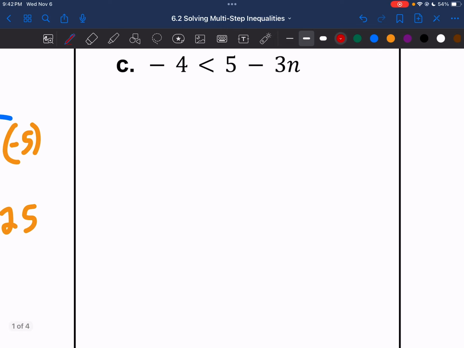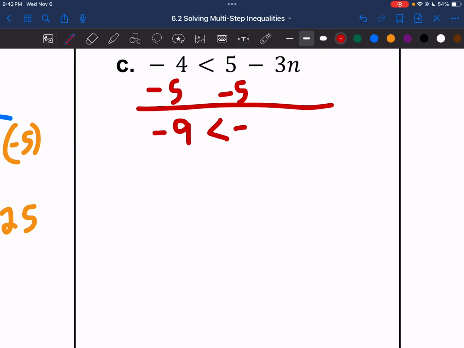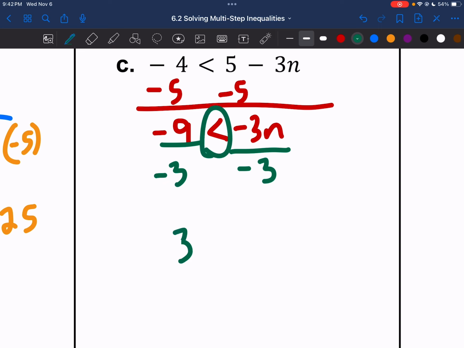Letter C. I have a positive 5 on the right, so I'm going to subtract 5 from both sides. And I get negative 9 is less than negative 3n. And then we need to divide both sides by negative 3. And negative 9 divided by negative 3 gives me a positive 3. I flip my inequality symbol, so it's positive 3 is greater than n.